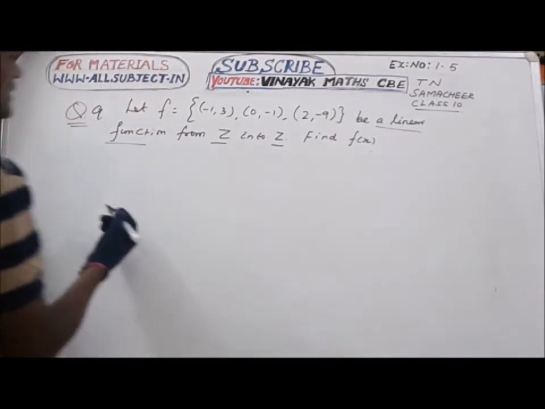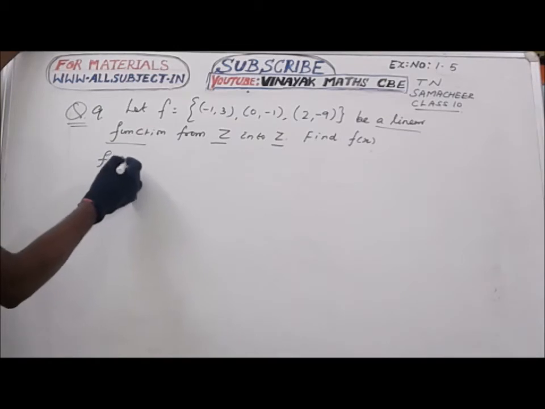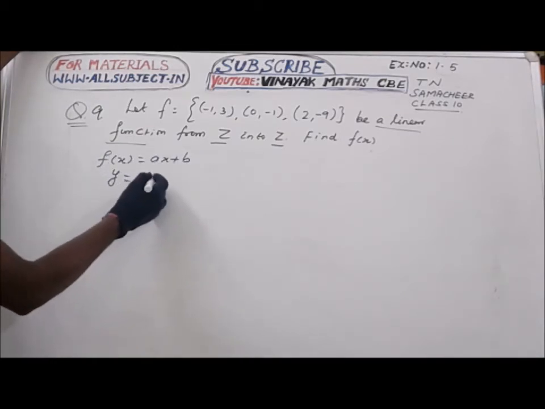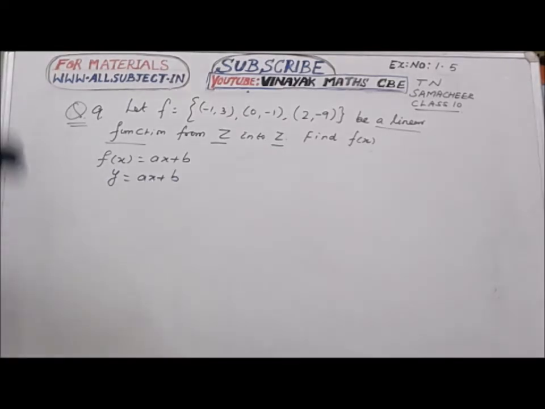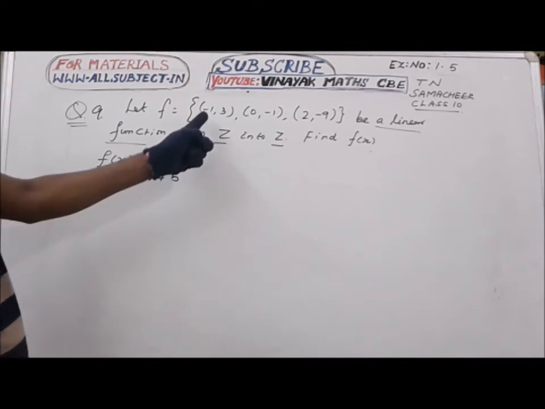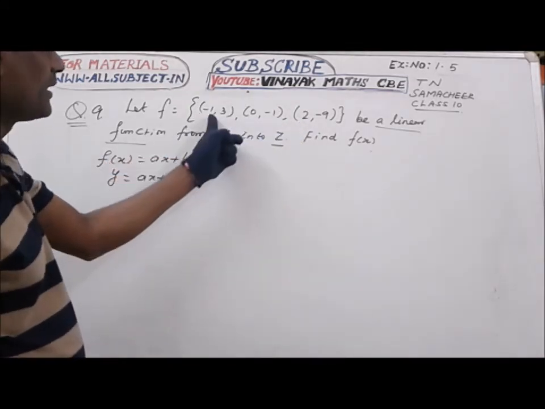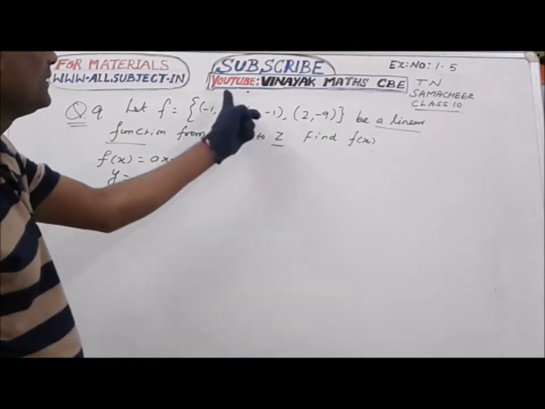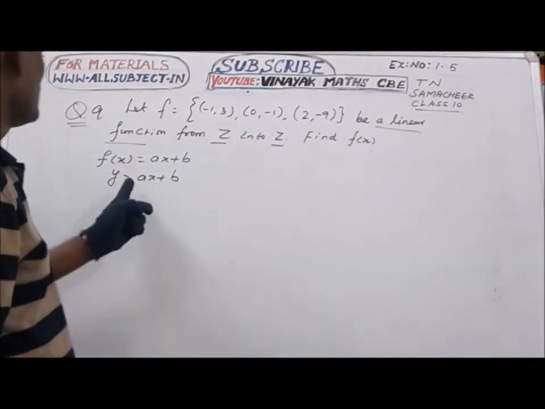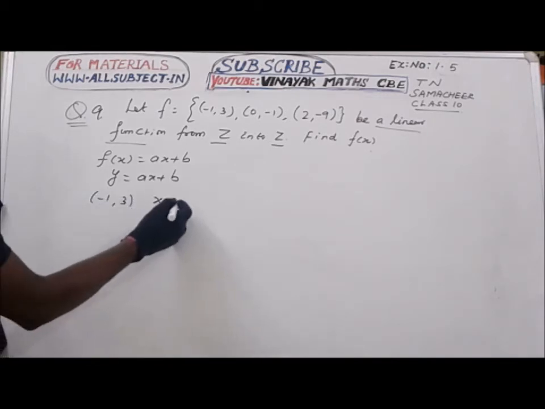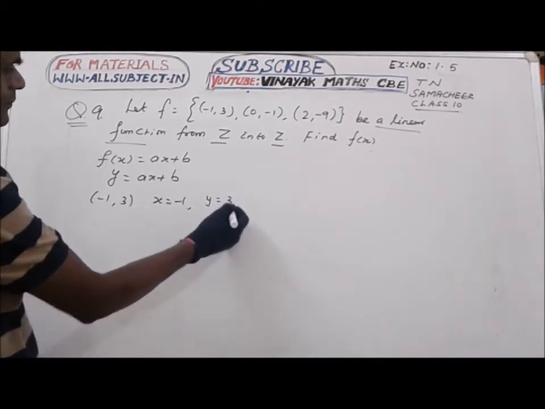A linear function is in the form of F of X equal to ax + b, or y equal to ax + b is known as a linear function. Here every first value represents the domain value. They are taken from the domain, that is x. The second values represent the value y. So in the pair (−1, 3), x is equal to −1, y equal to 3.